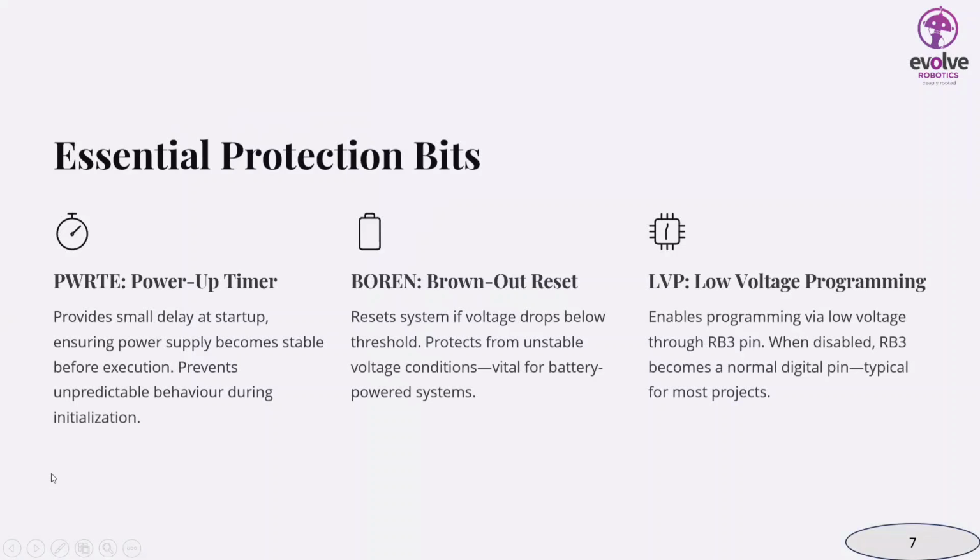Next bit is LVP. LVP stands for low voltage programming. If it is enabled, programming can be done using a low voltage through RB3. If disabled, the RB3 pin can be used as a normal digital pin. In most projects, we keep LVP off.